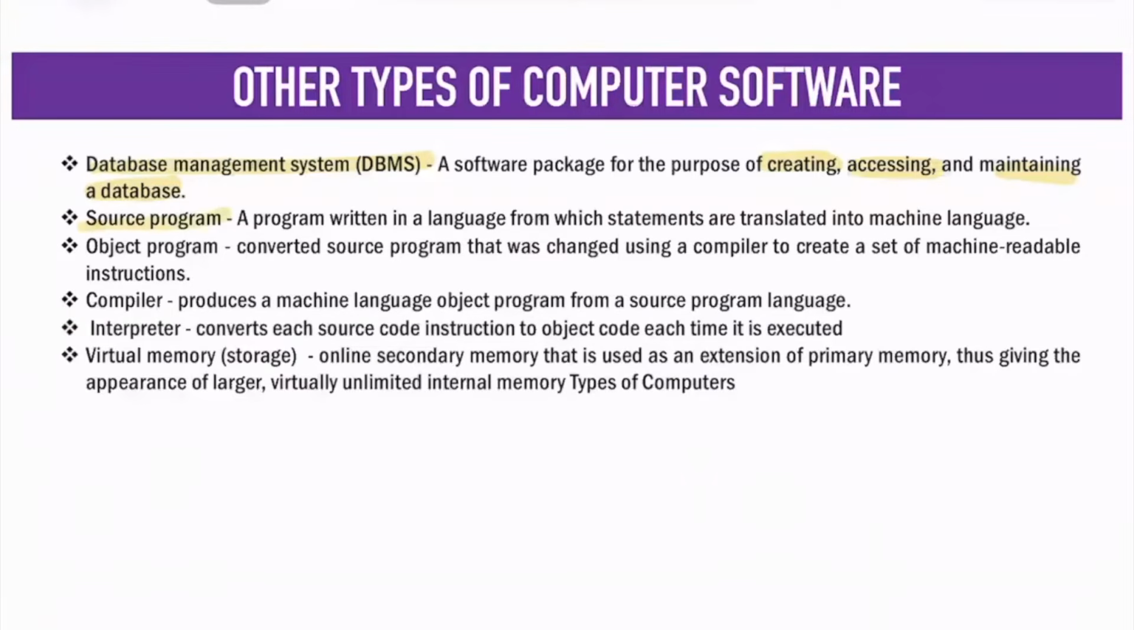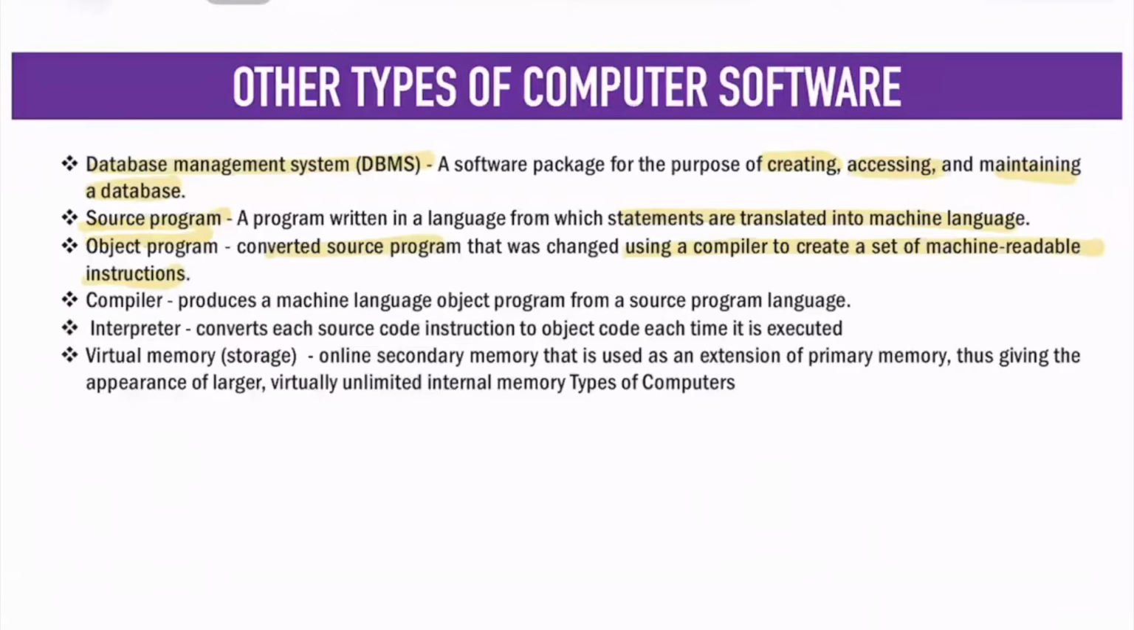We have your source program. What is a source program? That is a program written in a language from which statements are translated into a machine language. So from normal language to machine language, we call that source program. Also, we have your object program. This is the converted source program that was changed using a compiler to create a set of machine readable instructions. So from source program, you now use a compiler to make it into machine readable instructions.